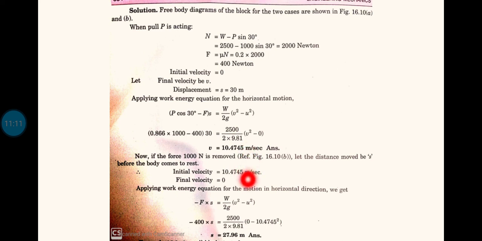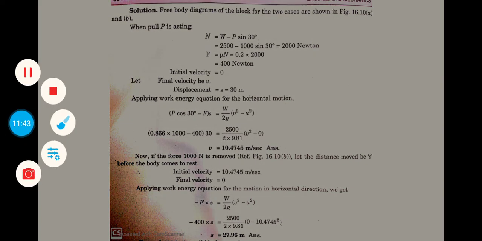As in the earlier case, from the work energy principle, it is half m V square minus U square, so W by 2g into V square minus U square. Here U is 10.4745 and V is 0. Substituting here, the left side has one minus and the right side also has one minus, so minus and minus get cancelled. So S is equal to 27.96 meter. So the body will stop after traveling a distance of 27.96 meter.